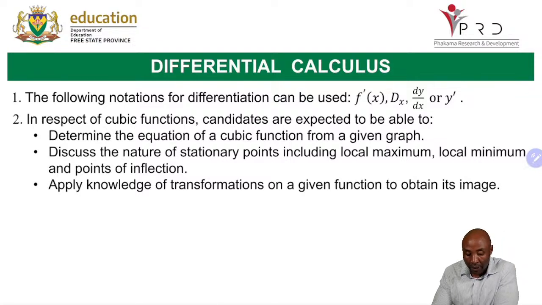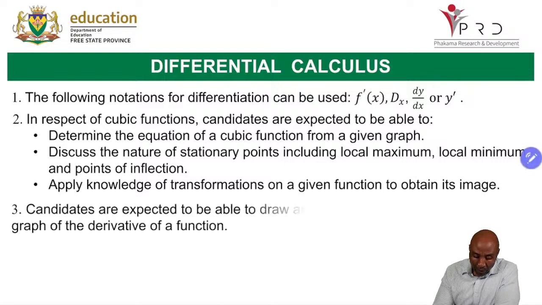In respect of cubic functions, candidates are expected to be able to determine the equation of a cubic function from a given graph, discuss the nature of stationary points, including local maximum, local minimum, and points of inflection, and apply the knowledge of transformations on a given function to obtain its image. This can also be asked under functions. Now, we move on. Candidates are expected to be able to draw and interpret graphs of a derivative function and its original function as well.